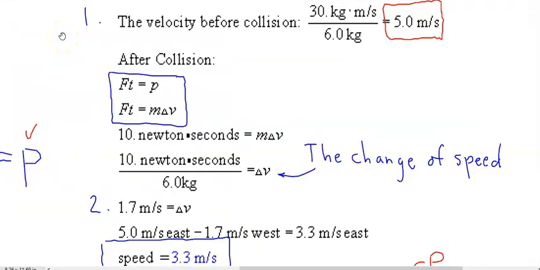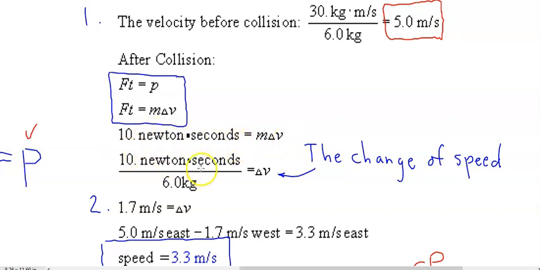We have to solve this problem in parts. First, we have to find the velocity before the collision, and then we can find the velocity after the collision. The velocity before the collision is equal to the momentum divided by the mass of 6 kilograms. That gives you 5 meters per second. Now after the collision, we know that F times T, force times time, equals the change in momentum, and momentum is M delta V. We're going to need to find the change of speed. So 10 Newton seconds equals mass times delta V, because the impulse was given as 10 Newton seconds.